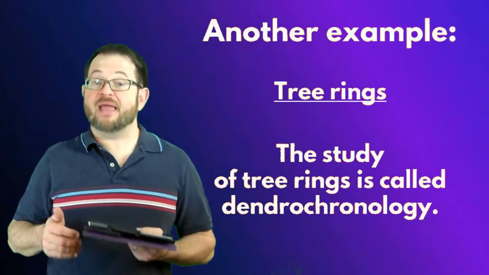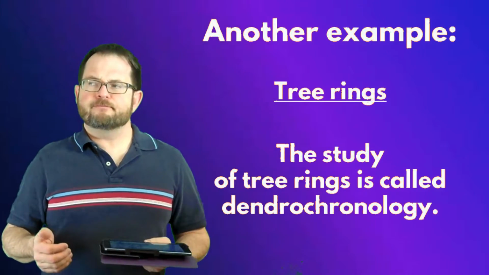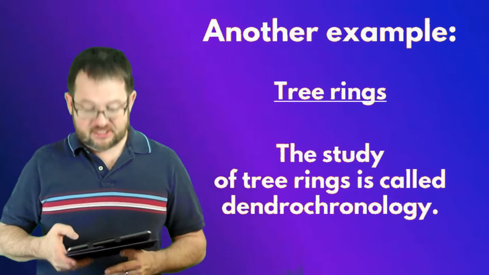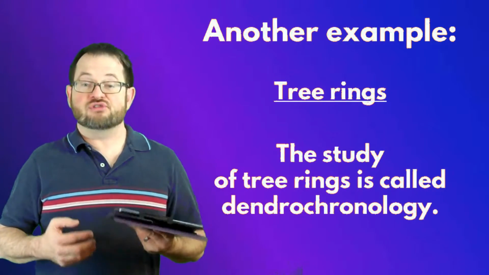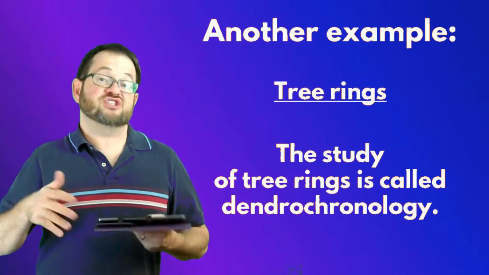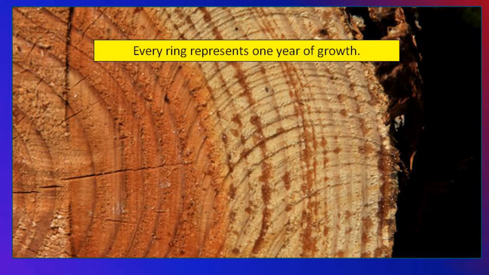Another example of a paleoproxy for climate information is tree rings. The study of tree rings is a subdiscipline within climatology. It's called dendrochronology. Dendrochronology is actually assembling a chronology, a history of the climate, based on trees. And you probably know the basic story here. Trees grow a certain amount each year, and as the trunk of the tree grows each year, it makes a ring. And so the width of these rings tells us something about how much the tree grew.